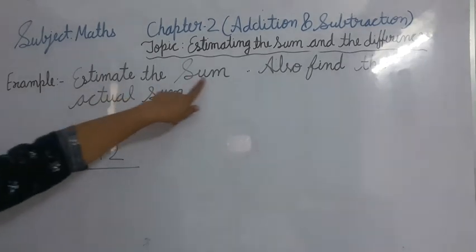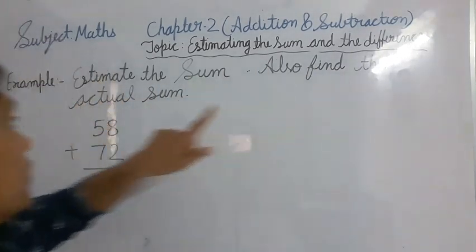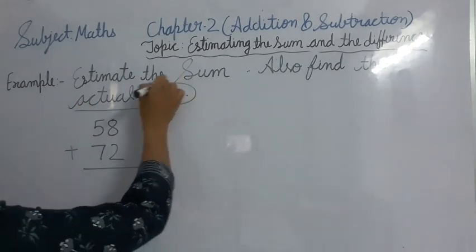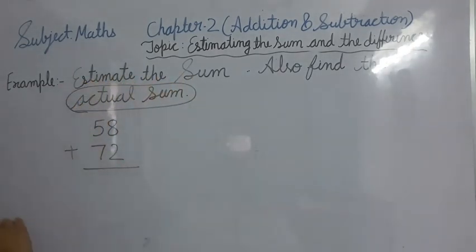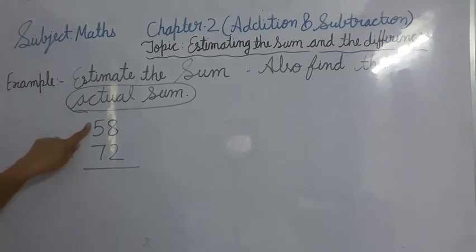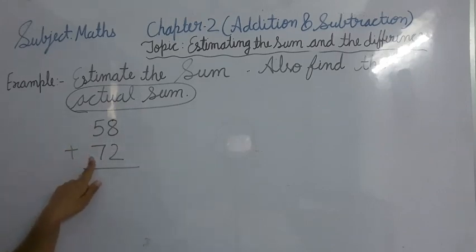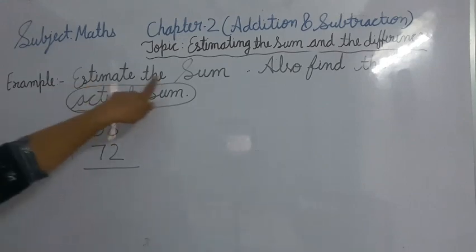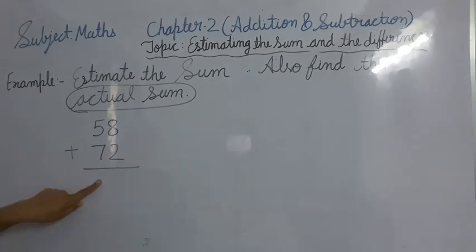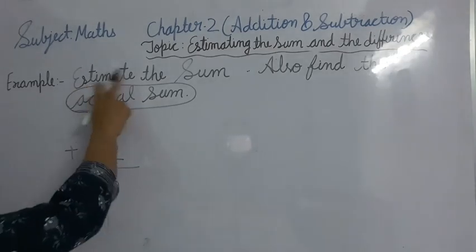So estimate the sum, and also find the actual sum. So one new term is there: actual sum. What does actual sum mean? The actual sum means whatever numbers they have given us, we have to do the addition with the same numbers. We will not round off these numbers. Yes. So two things we have to do here. We have to find the estimated sum, and we also need to find the actual sum. So let's first find the estimated sum.